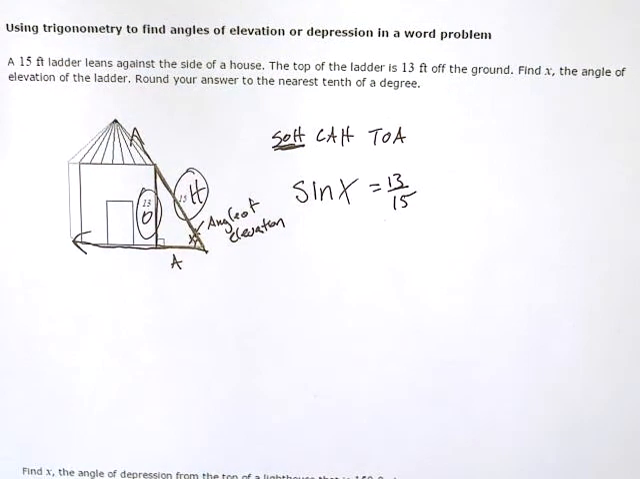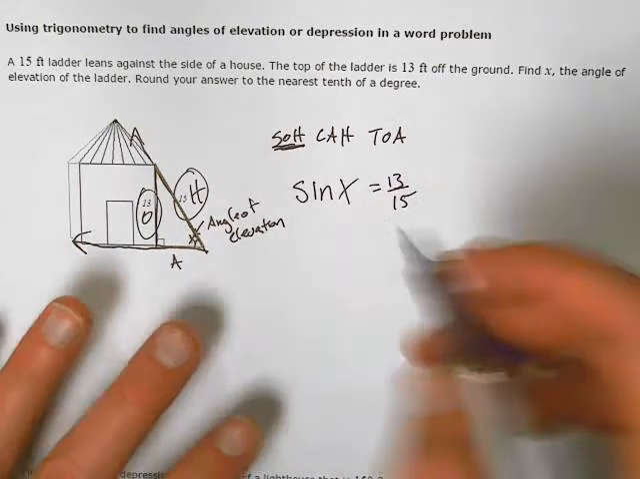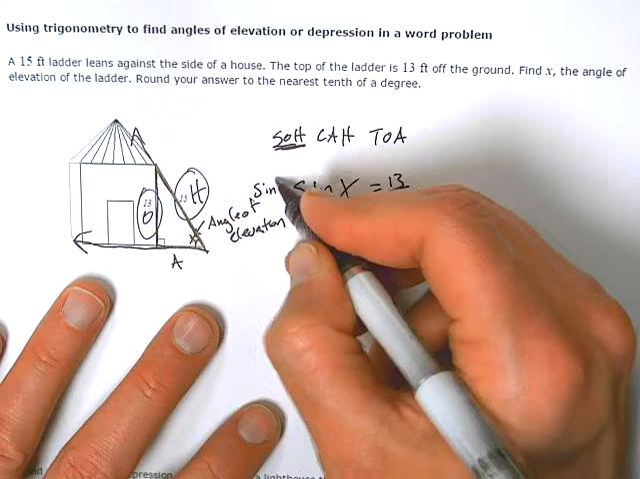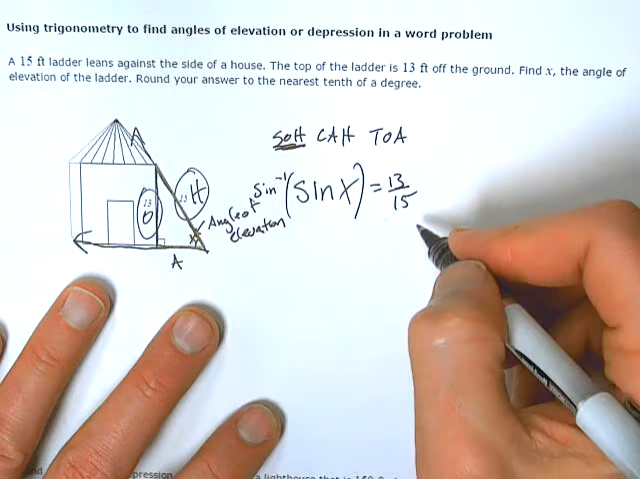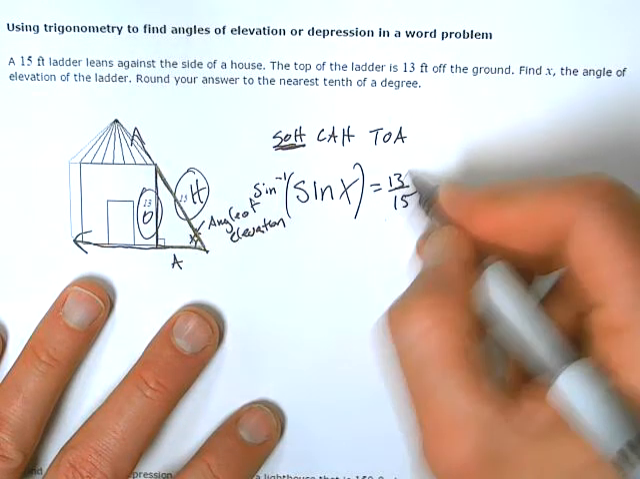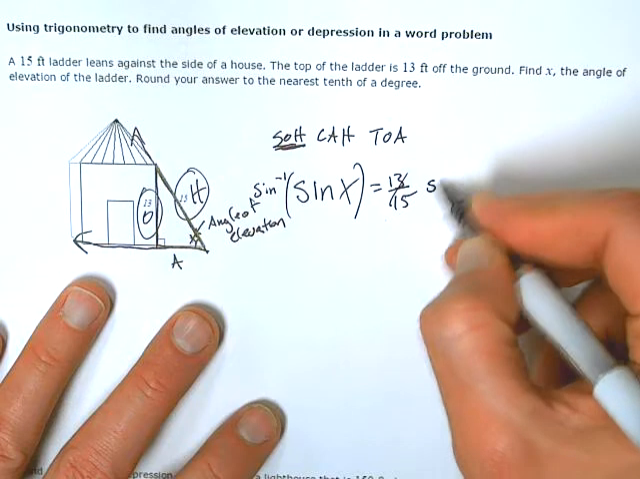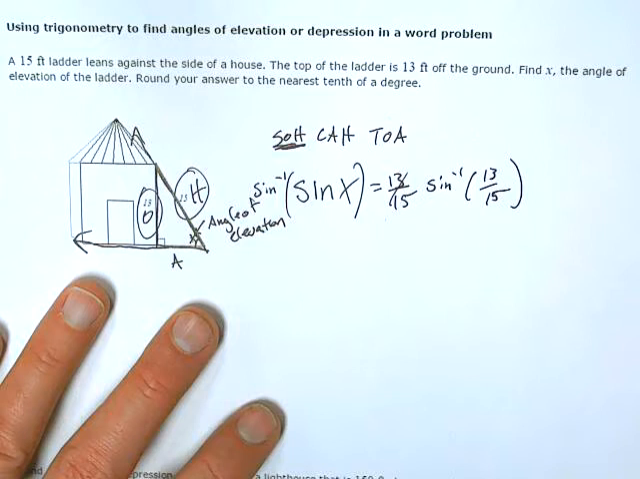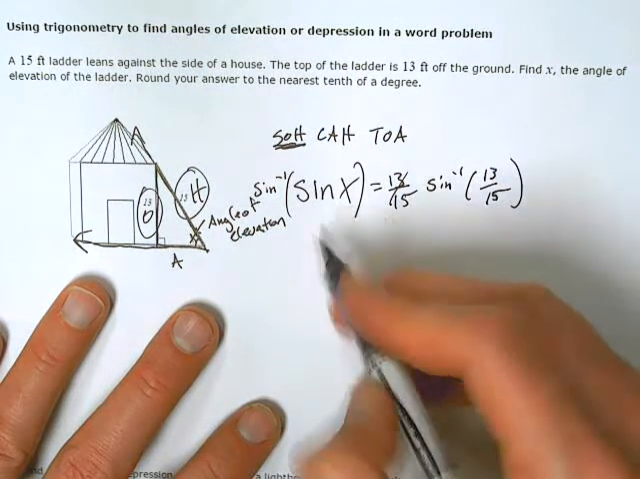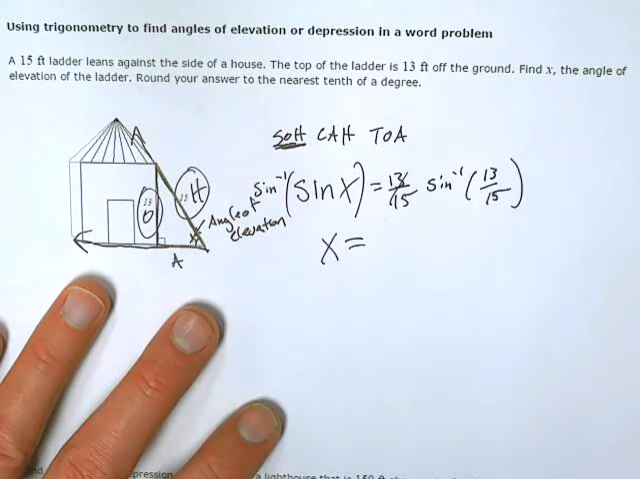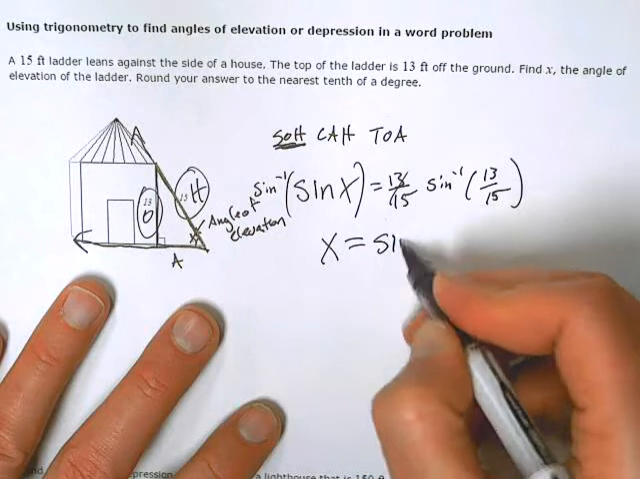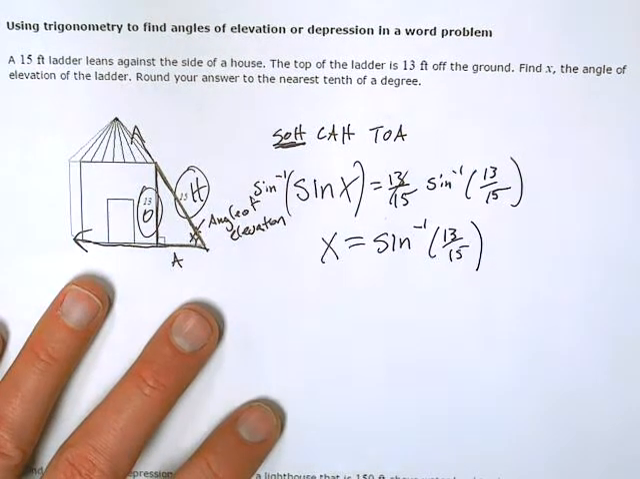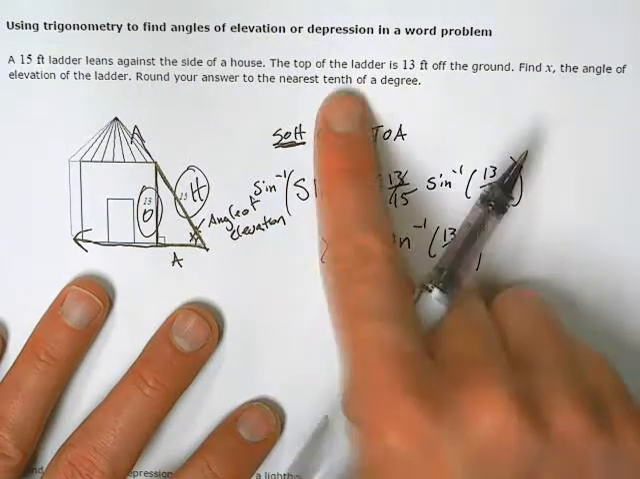So in order to find the angle, we have to take the inverse sine of both sides. So when you take the inverse sine of the sine of x, and the inverse sine of 13 over 15, it would look like that. Now the inverse sine of the sine of x just gives x. That's kind of the point. And we have to just type in the inverse sine of 13 over 15 into the calculator and round to the nearest tenth of a degree.